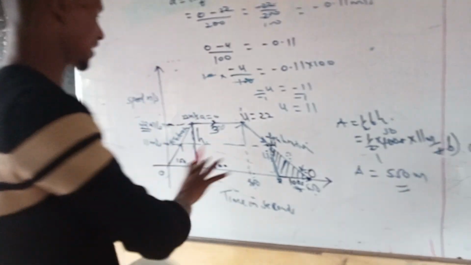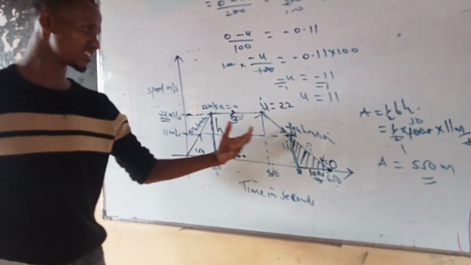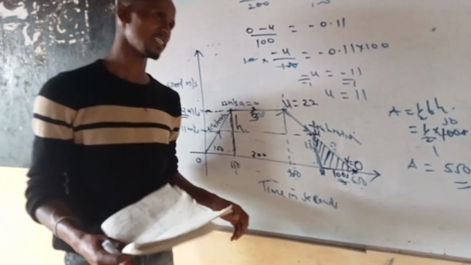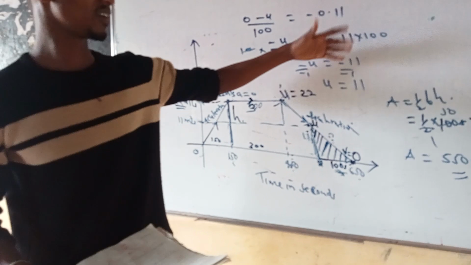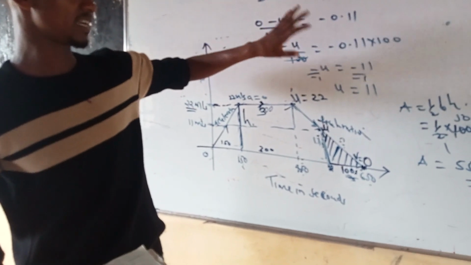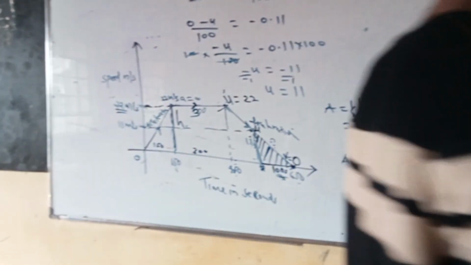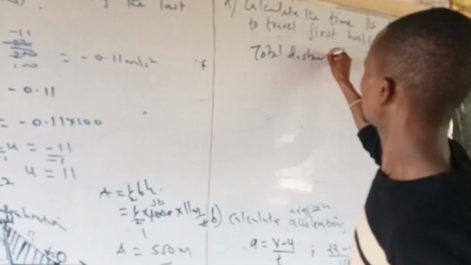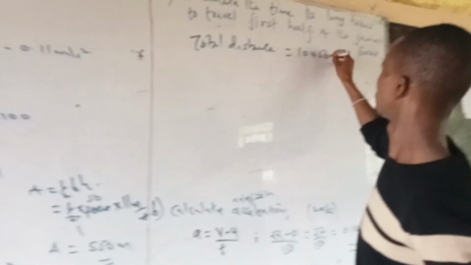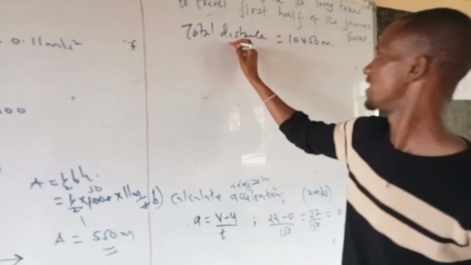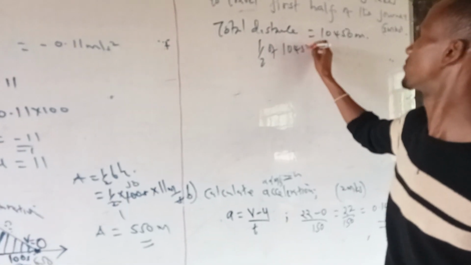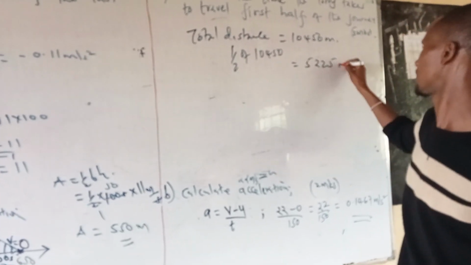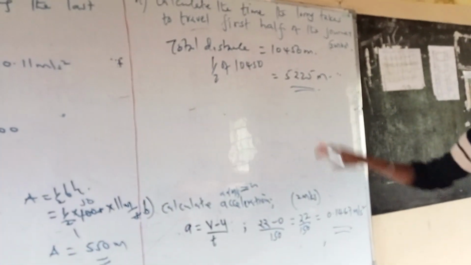So it's like we are dividing this journey of ours into two, and to know the half of a journey you normally consider the distance. Okay, so we know the distance of this journey. The total distance is 1050 meters. So a half of the journey will be half of 1050, which gives us 525 meters. So this is a half of the journey.